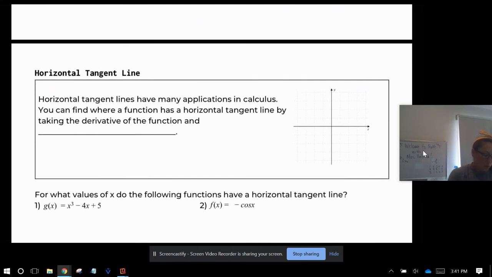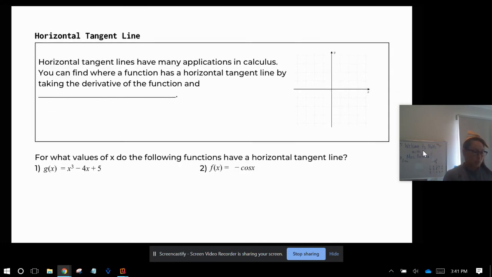All right, horizontal tangent lines. So I am going to give you a little graph like this. Okay, so where on this graph of f of x is the slope, or the rate of change, 0? Well, the rate of change is 0 at the maximum and minimum points. So when I take the derivative, remember, the derivative is just defining the rates of change.